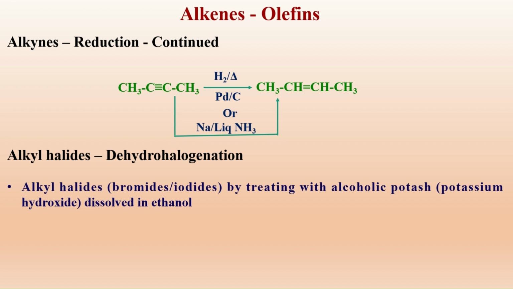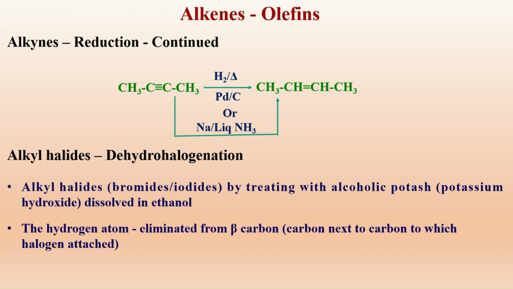Generally, the alcoholic potassium hydroxide we use is a 10% potassium hydroxide solution. How will you prepare this 10% potassium hydroxide solution? We take potassium hydroxide and dissolve it in alcohol. This is alcoholic potash.